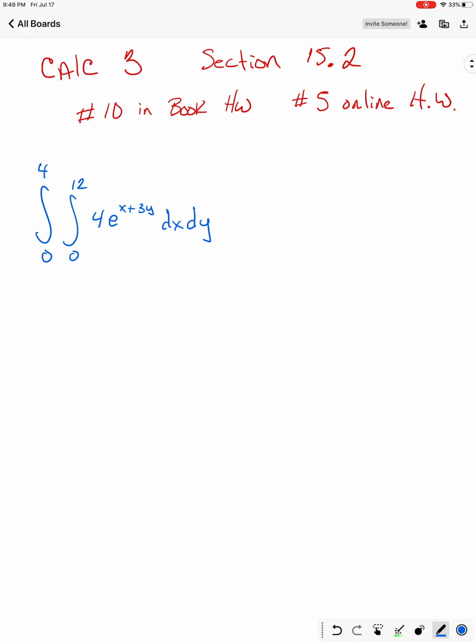This question asks us to find the iterated integral from 0 to 4 with respect to x, and then from 0 to 12 with respect to y, of the function 4e raised to the x plus 3y.